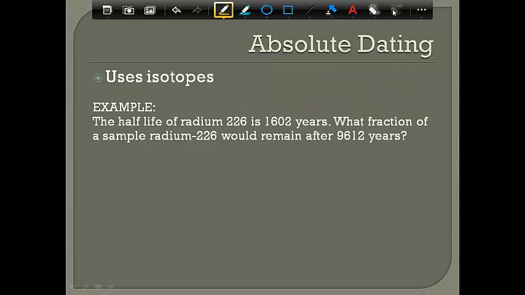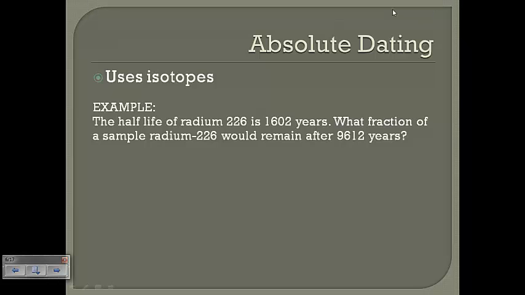So let's do an example of this. Radium is another element that you can use to date fossils. And so we're going to use that in the example. It says the half-life of radium-226, so it's an isotope of radium, is 1,602 years. Again, we know exactly how long it takes for radium-226 to turn into its isotope. It takes 1,602 years for half of the radium in a fossil to turn into the isotope. So we want to know what fraction of a sample of radium-226 would remain after 9,612 years. Again, helping us to figure out how old something is.